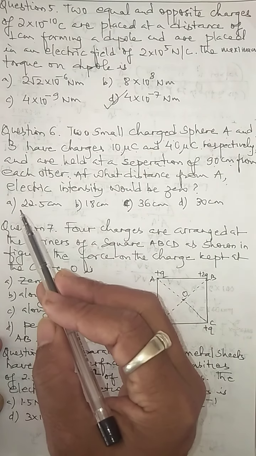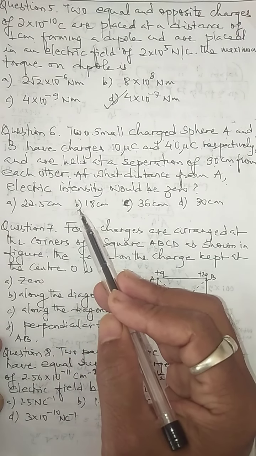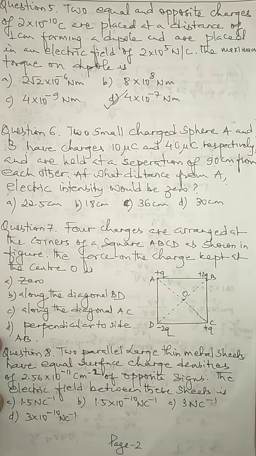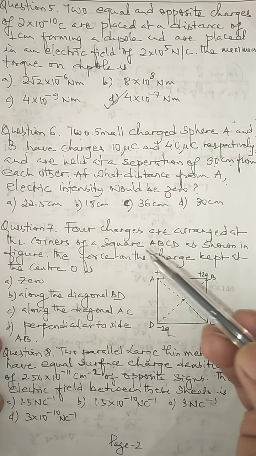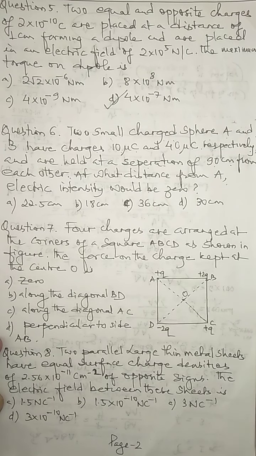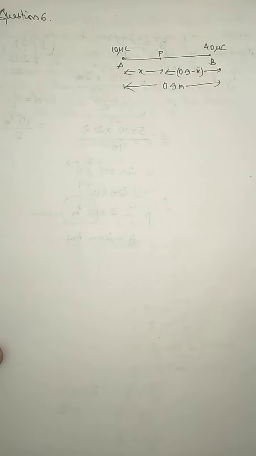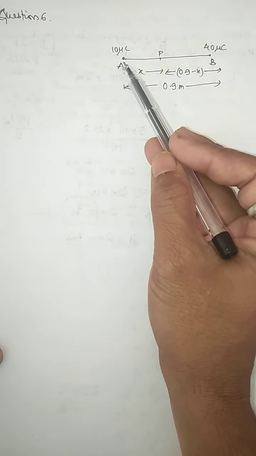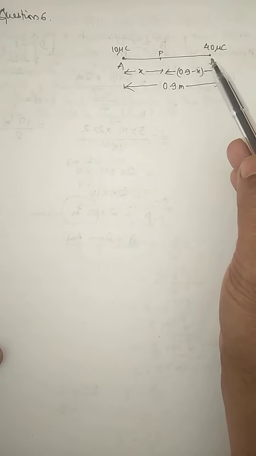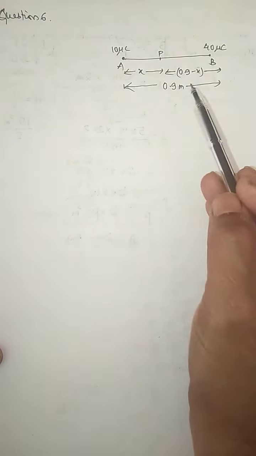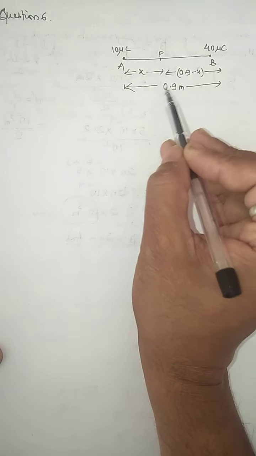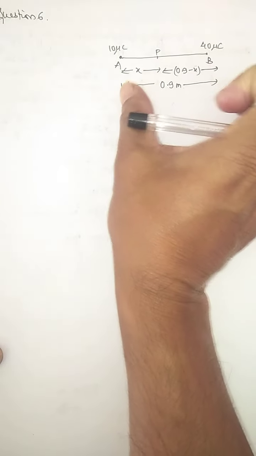For that, four options are given. A is 22.5 centimeter, B is 18 centimeter, C is 36 centimeter, and D is 30 centimeter. In order to choose the correct option, let's do the solution of this question. There are two charges given. One is a charge of 10 microcoulomb placed at A, and another is a 40 microcoulomb charge placed at B. The separation is 90 centimeter, which I have converted into meter, 0.9 meter, the distance between charge A and charge B.